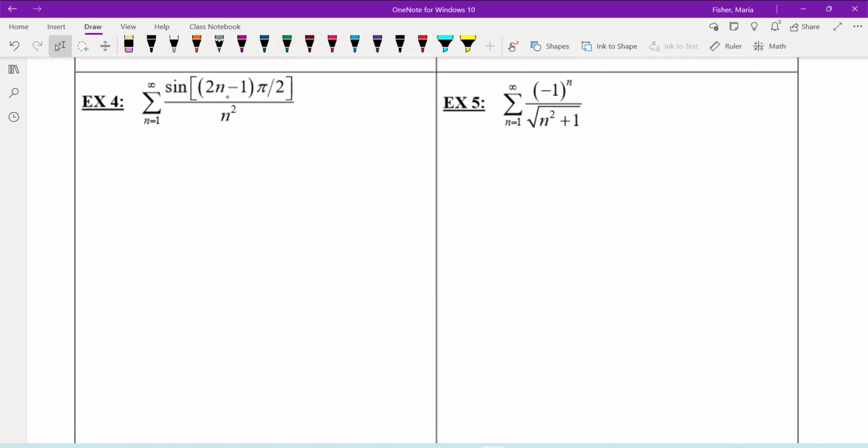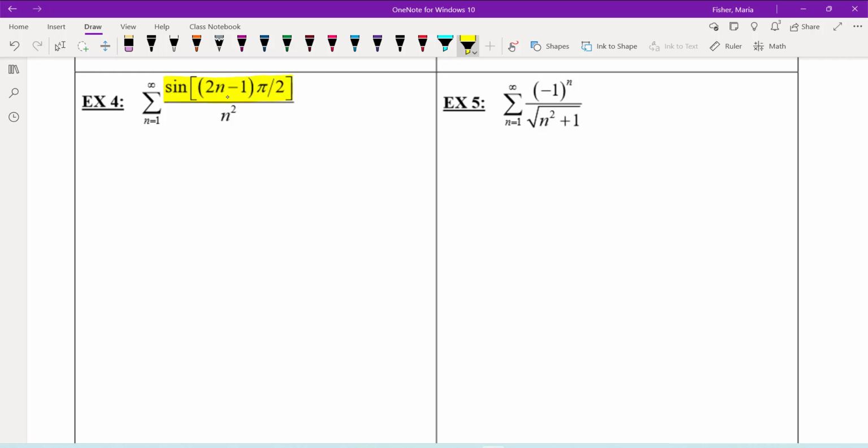Let's try number 4, the sum from n equal 1 to infinity of the sine of 2n minus 1 times pi over 2, all over n squared. Well, this doesn't look like the alternating series that we're used to looking at, because all the ones we've seen before have either a negative 1 to the n or a negative 1 to the n plus 1. But this part here is actually the alternating piece.